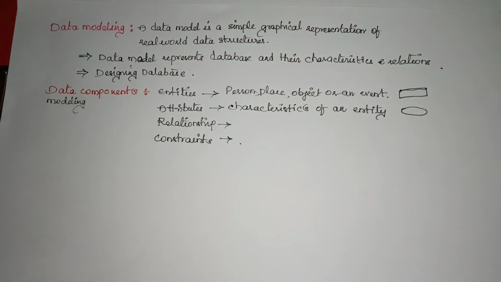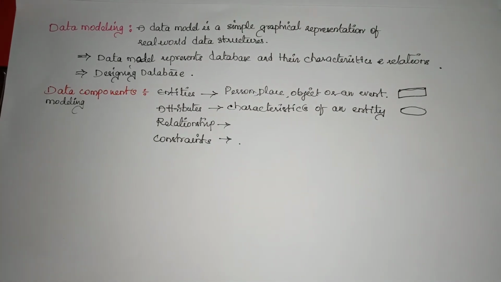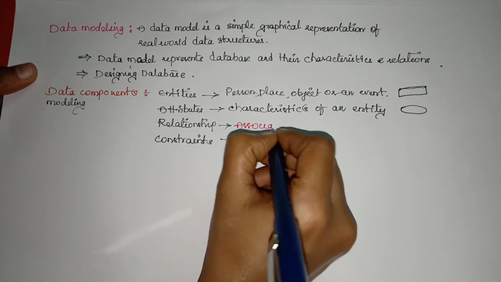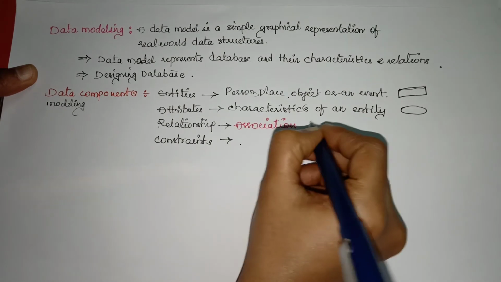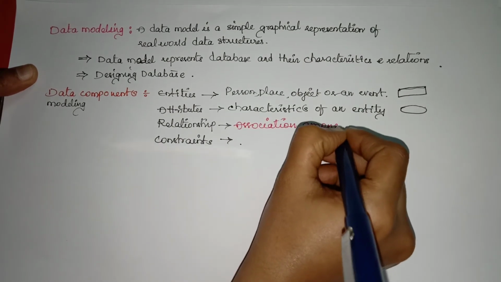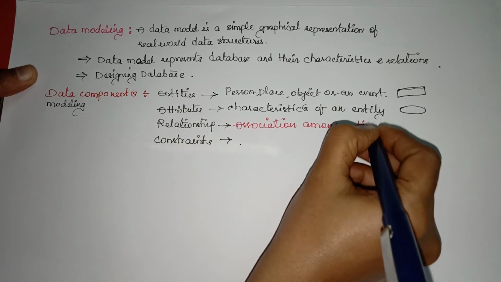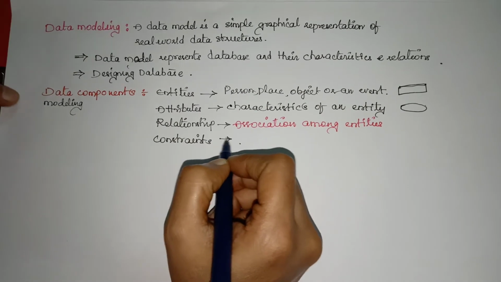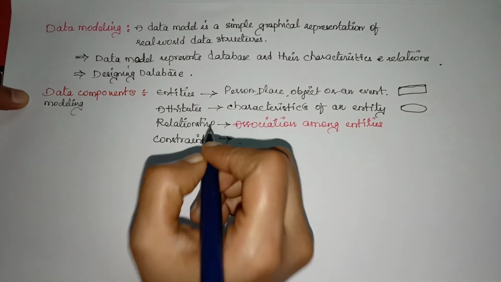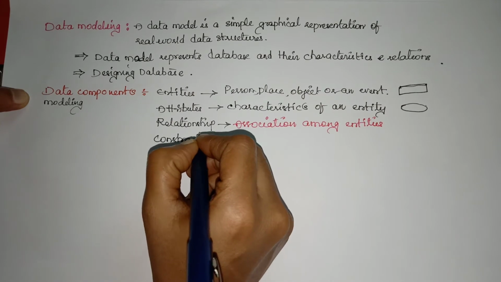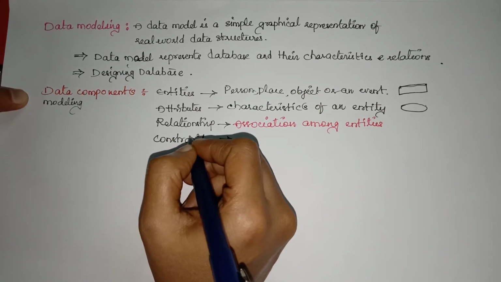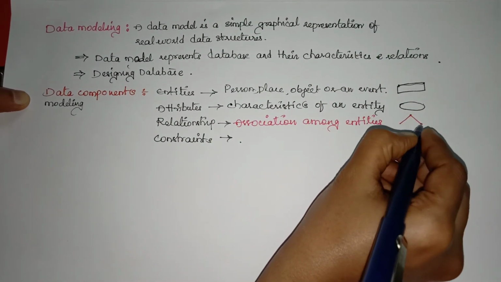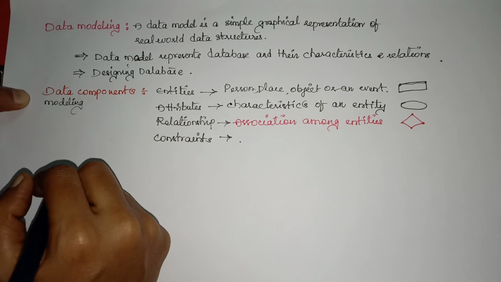Relationship. A relationship describes association among entities. That association, that connection is called a relationship, and it especially tells how an entity can be associated with or connected with other entities. This is shown with the diamond symbol.